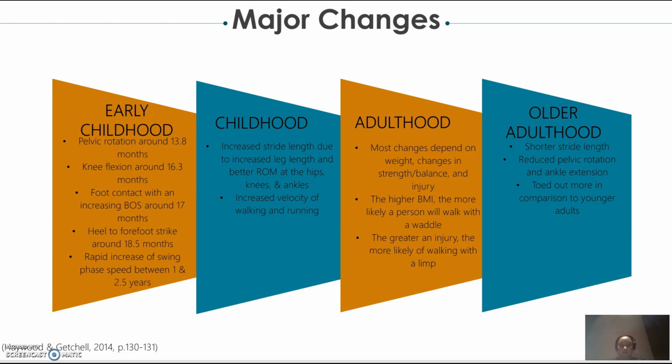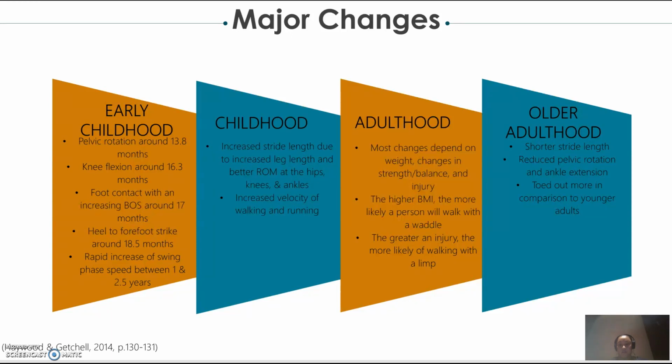And during childhood, the major changes you would most likely see are increased strength due to increased leg length and better range of motion at the hips, knees, and ankles. There's also increased velocity of walking and running, which is the most obvious, as you always see kids running around, laughing, having a lot of energy.